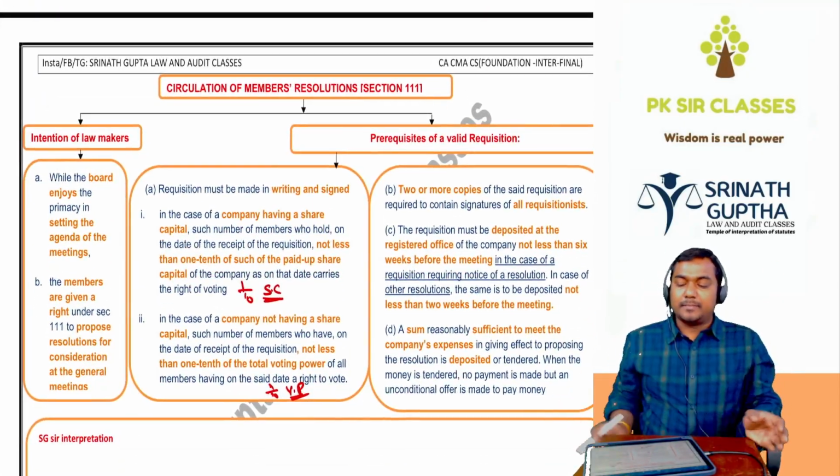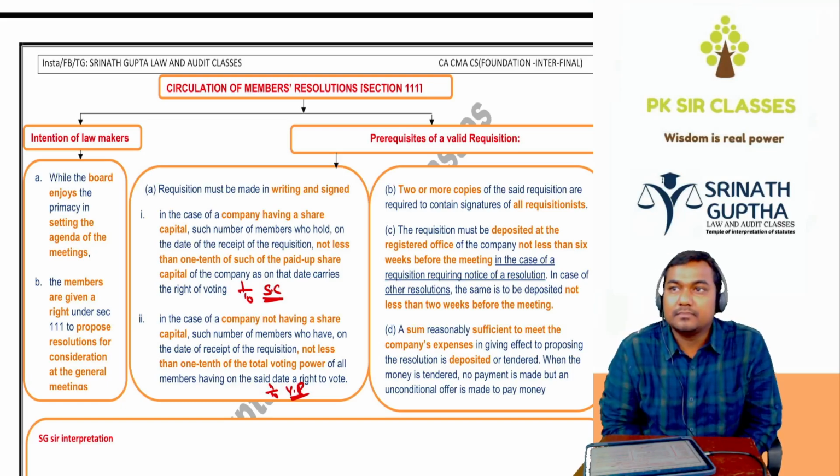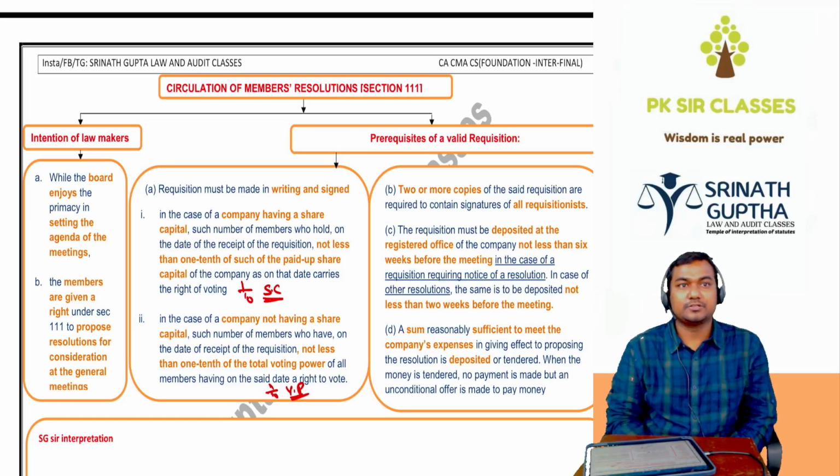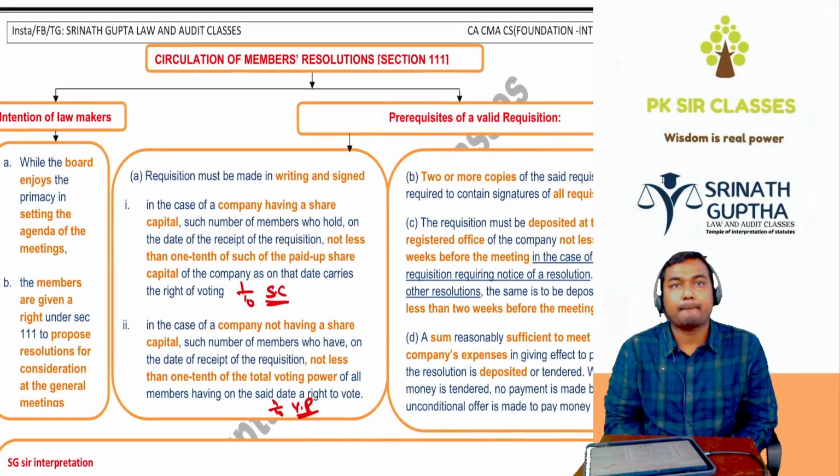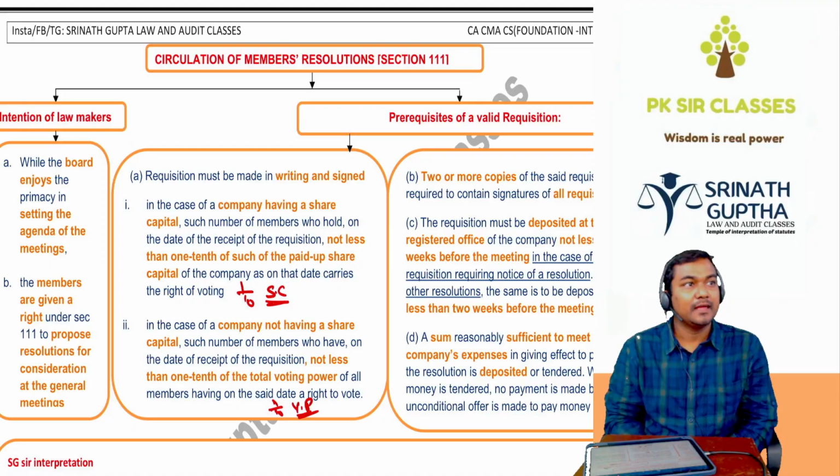Next, circulation of the members' resolution, Section 111. What is Section 111, beta? Generally, who has the right to decide the agenda of the meeting? The BOD. Generally, the BOD of the company has the right to decide the agenda of the meeting.